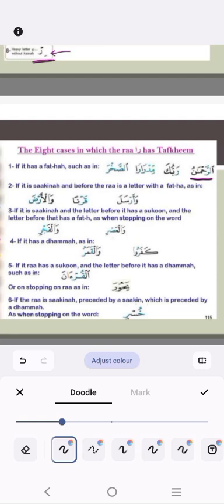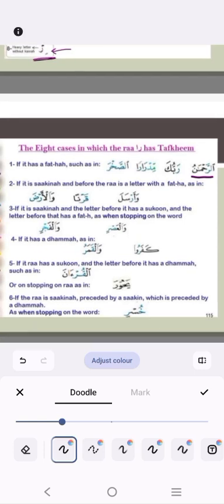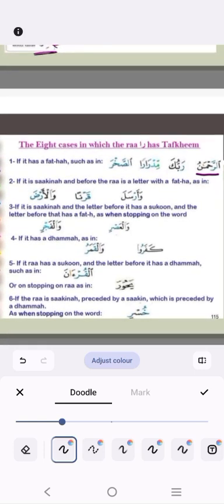And third condition, if the raa is sakin and the letter before it is having sukoon and the letter before that is having fatha, when stopping on the word. For example, this is wal asri. Raa is with kasra, so if we read continuing, we will read this raa light. But if we stop at this word, we will read raa heavy. Wal asr. Similarly, wal fajr.